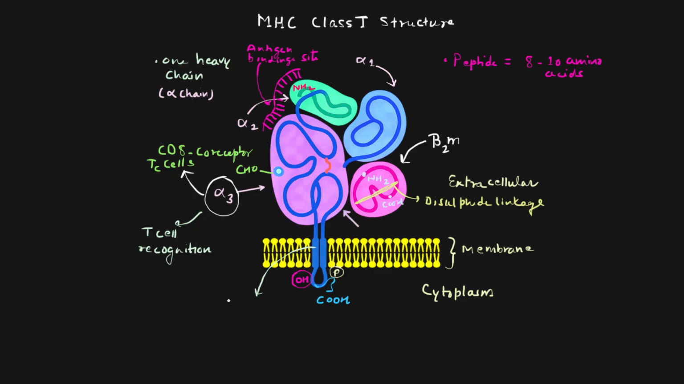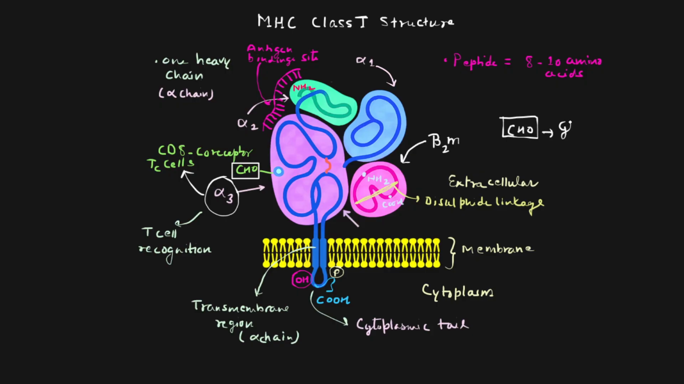Next you have the transmembrane region. Let me label it right over here, transmembrane region, and it's coming from the alpha chain only, not from the beta chain, right? So this is also known as the cytoplasmic tail region. Okay, this is the cytoplasmic tail region, a very short tail that is present. So you have CHO groups, and the CHO group is added by the process of glycosylation, and that is really important for binding with the CD8 receptor, and also for the stability of this entire structure, right? So these are some of the important components.